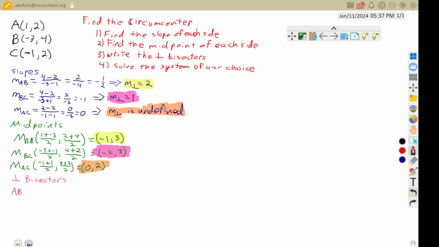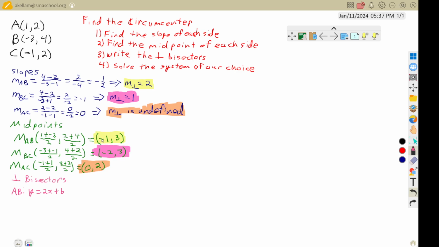Okay, so now that we have that, let's get them written. So for AB's perpendicular bisector, what I know right now is I have y equals 2x, but I don't know what the value of b is.